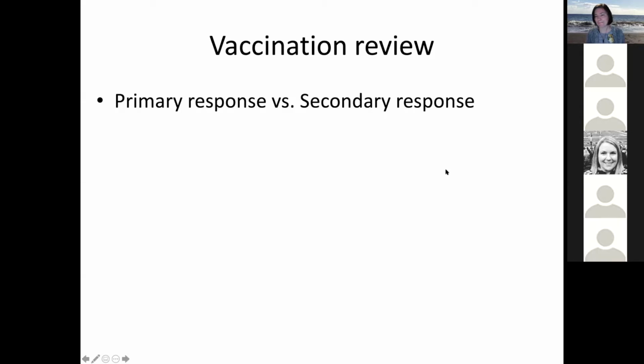The secondary response is not only a lot faster, but it is overwhelmingly larger. Yes. So that's why after we're exposed the first time, the second time we don't nearly feel the symptoms a lot of times. Yeah. In the secondary response, quite often we don't get sick at all. And that's because we have a faster, more robust response.